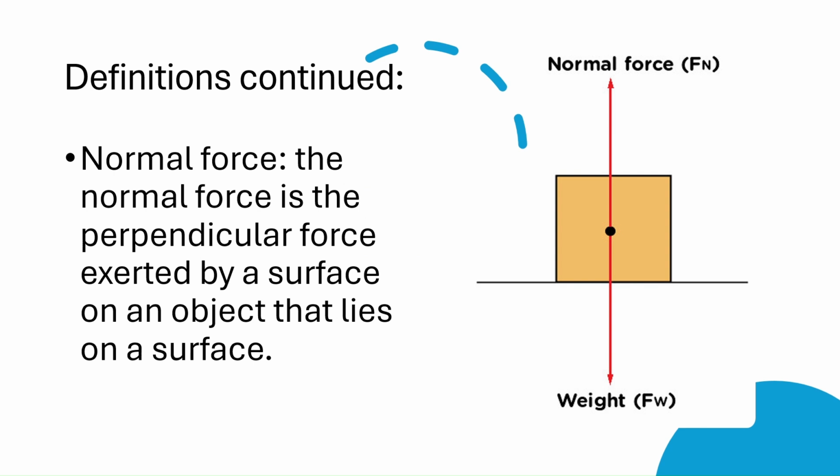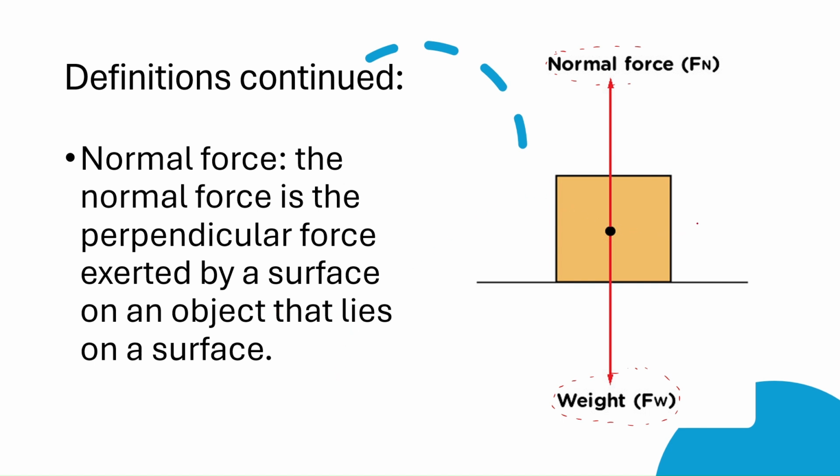So the next force that we need to know, for all intents and purposes, for the most part, is the opposite of weight. And what is the opposite of weight? As you guys can see there, we have weight here at the bottom, and on top we have something called the normal force. Now, what is the normal force? Well, the normal force is the perpendicular force exerted by a surface on an object that lies on the surface. So what does that mean?